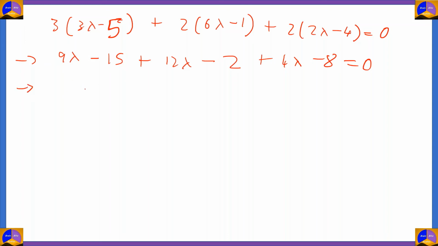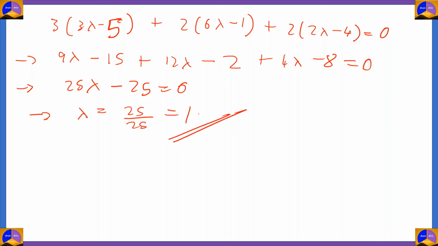So 9 lambda plus 12 lambda plus 4 lambda will be equal to 25 lambda, minus 15 minus 2 and minus 8 will be equal to minus 25. So 25 lambda minus 25 is equal to 0. So we can write lambda as 25 by 25, which is equal to 1. So the value of lambda is 1.